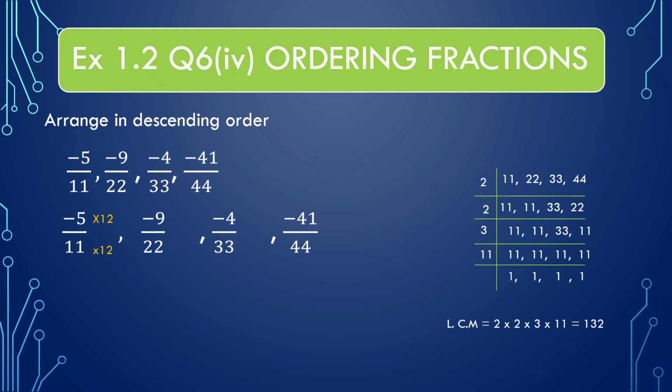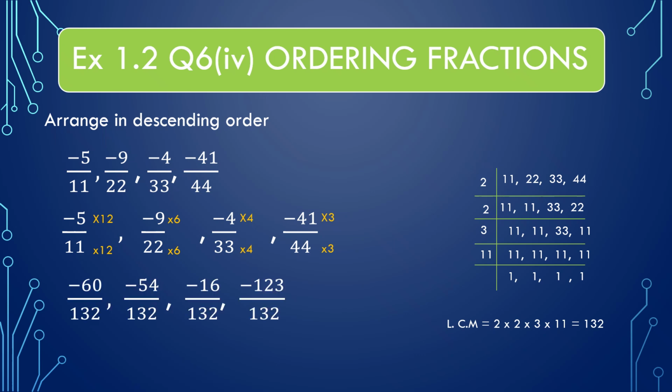11 into 12 is 132, 22 into 6 is 132, 33 into 4 is 132, and 44 into 3 is 132. Now let's check out their numerators for comparison. Minus 5 into 12 is minus 60, minus 9 into 6 is minus 54, minus 4 into 4 is minus 16, and minus 41 into 3 is minus 123. What do you think? Which is the greatest among them? Yes, minus 16 is the greatest, and minus 123 is the smallest.